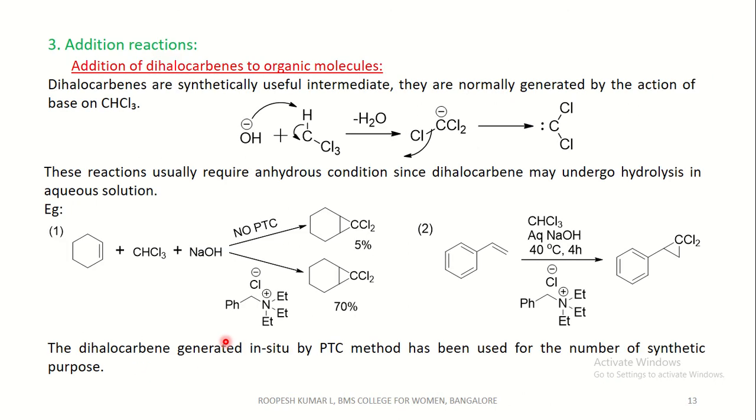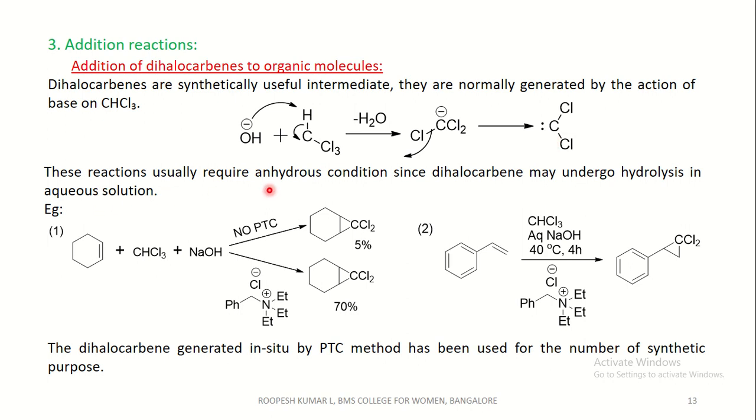Coming to the next one, addition reactions. Under this, addition of dihalocarbenes to organic molecules. Dihalocarbenes are synthetically useful intermediates. They are normally generated by the action of base on chloroform. That is, there is a hydroxide ion from the alkali, that is NaOH. This hydroxide abstracts a proton to form the corresponding anion. This on losing a halide forms the corresponding carbene, which is an electron deficient molecule.